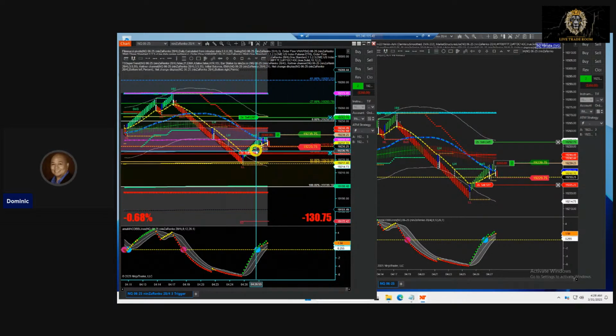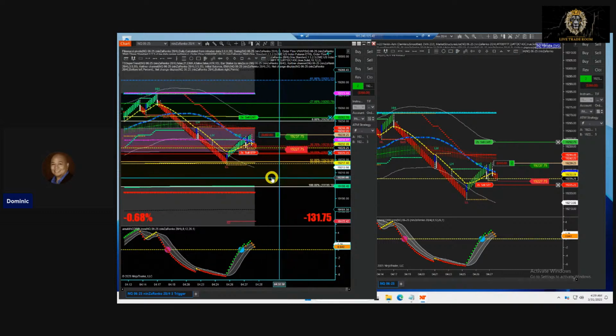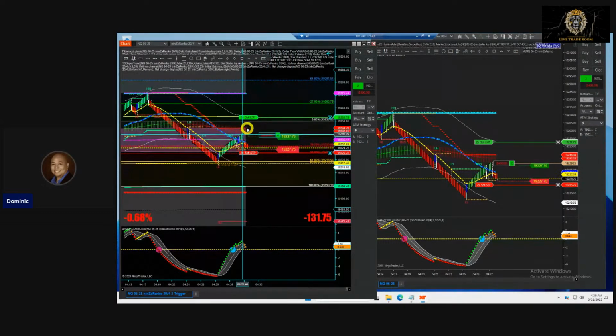See, there's your structure again. That's your higher low. Now if they bring it below that higher low, it's no longer trying to get back up. If it does maintain that, it's going to try to create a higher high, which is going to break this. So let's see.